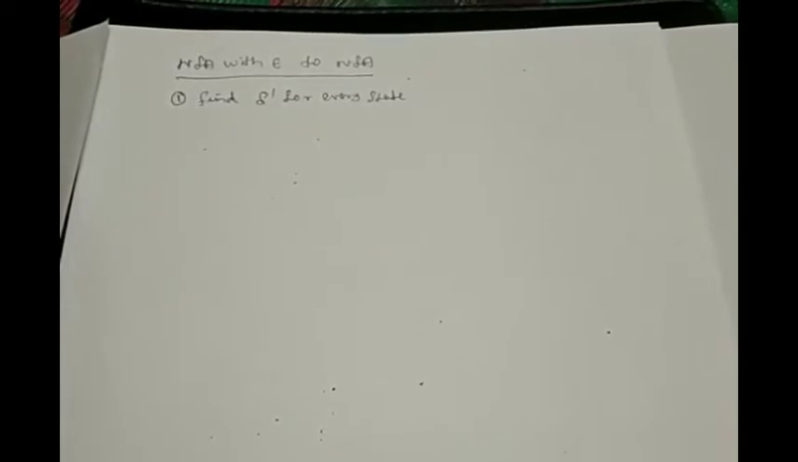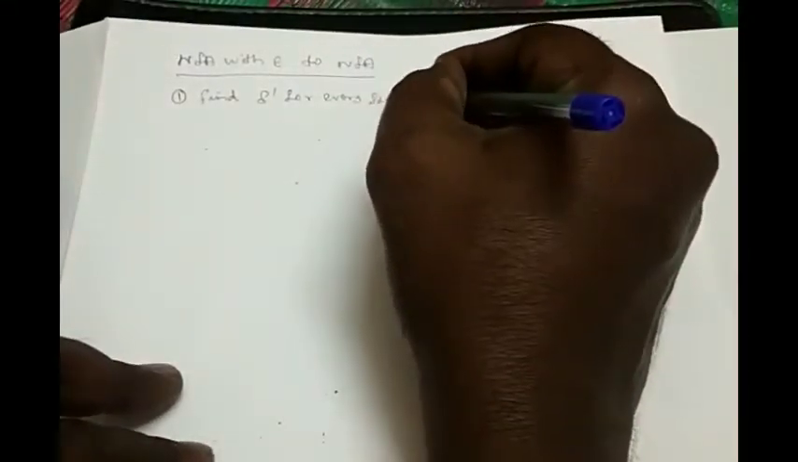So the first step in order to convert NFA with epsilon to NFA is that you are supposed to find the delta dash for every state and for every input.